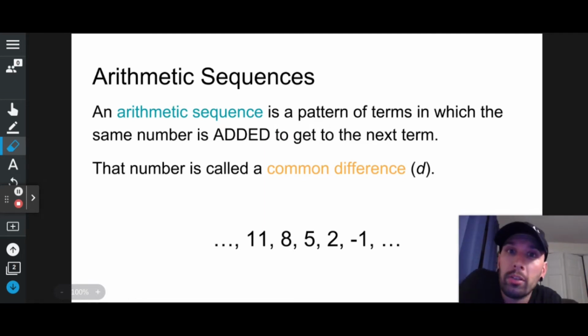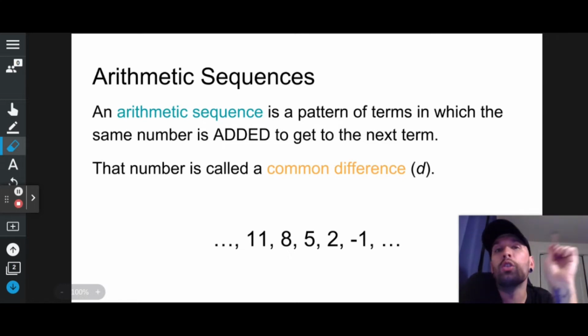So what is an arithmetic sequence? Well, what's a sequence? A sequence is a pattern. Probably the first pattern you ever learned in your entire life, other than 1, 2, 3, 4, 5, 6, is 2, 4, 6, 8, 10, 12. That is an arithmetic sequence. An arithmetic sequence is when you add the same number to get to the next number. And in the case of 2, 4, 6, 8, 10, 12, you add 2 every time.